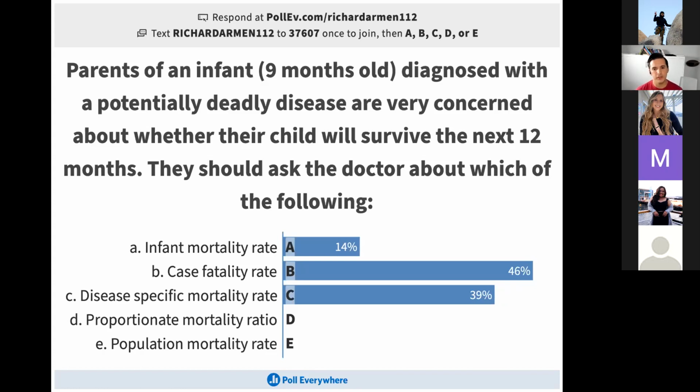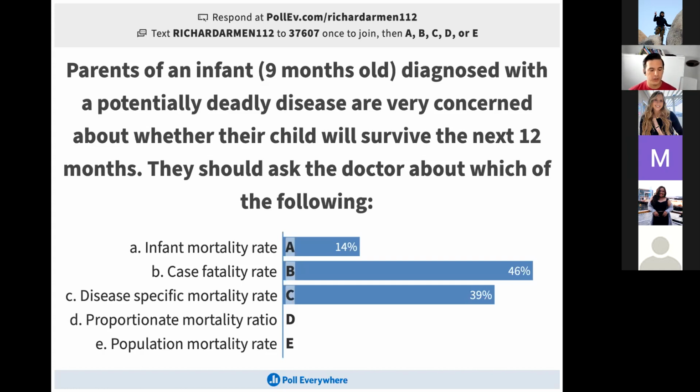No, it doesn't, right? That just tells me of all the infants, how many are going to die in this next time period. It's not disease specific. It doesn't tell me anything about the risk of dying from that particular disease. The correct answer here is B, by the way.